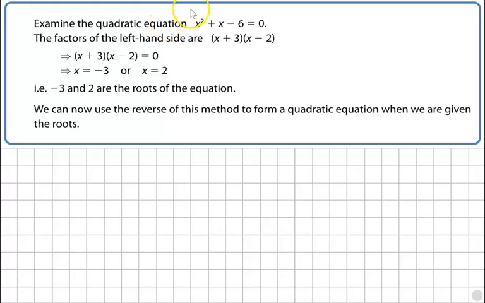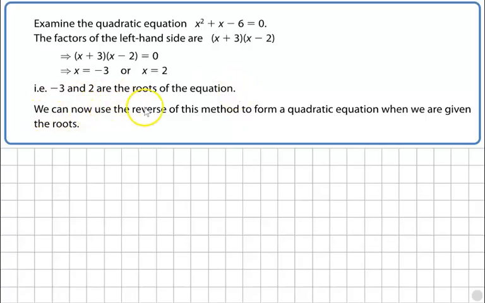Examine the quadratic equation x squared plus x minus 6 is equal to 0. The factors of the left-hand side are x plus 3 multiplied by x minus 2. So if we were to factorize this quadratic trinomial, we would end up with x plus 3 multiplied by x minus 2 is equal to 0. So if x plus 3 is equal to 0, then x must be equal to minus 3. And if x minus 2 is equal to 0, then x must be equal to positive 2, i.e. minus 3 and 2 are the roots of the equation.